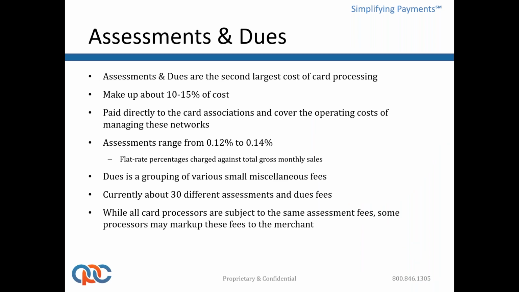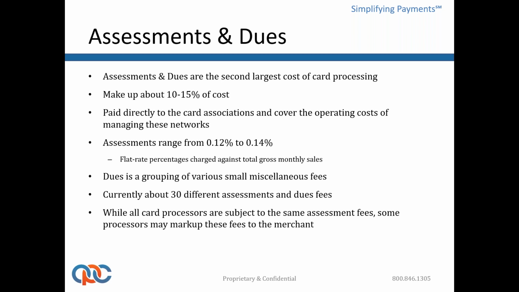So card networks, Visa, MasterCard, and Discover, are all publicly traded institutions. They do not get any portion of the interchange revenue. All their revenue comes from assessments and dues, and all these fees are publicly available. But on average, they're going to make up about 10 to 15% of your overall cost of card processing. As I mentioned on the previous slide, the assessments range from 12 basis points to 14 basis points, and then about 2 cents per transaction.